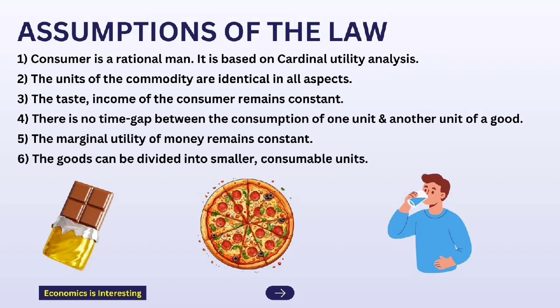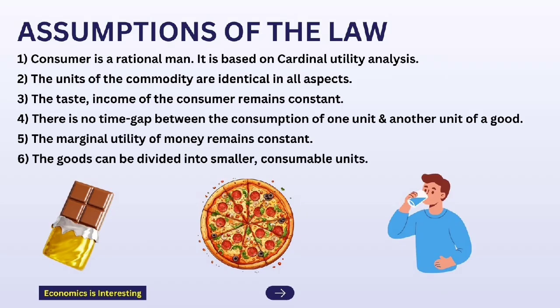Going to the third assumption, taste and income remain constant. The consumer's taste, preference, and income do not change during consumption. This is the third assumption of the law. Now, to understand this with an example, say you like chocolate and your pocket money stays the same. If you suddenly dislike chocolate or get extra money, then the result will be different.